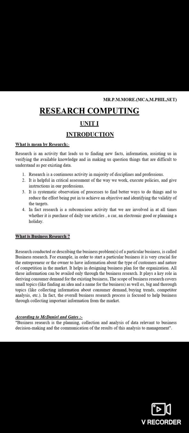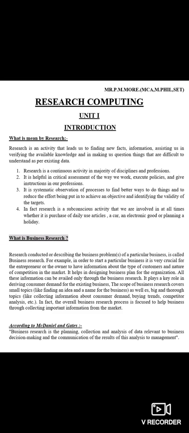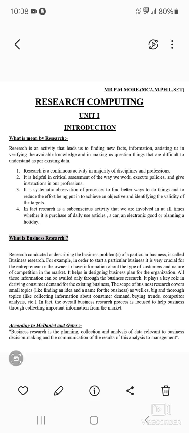For example, in order to start a particular business, it is very crucial for the entrepreneur or the owner to have information about the type of customer and nature of competition in the market. So it helps in designing a business plan for the organization. Means we have to create a business plan for the particular organization to attract the customers and understand the nature of the market. All this information can be availed only through the business research. It plays a key role in deriving consumer demand for the existing business.